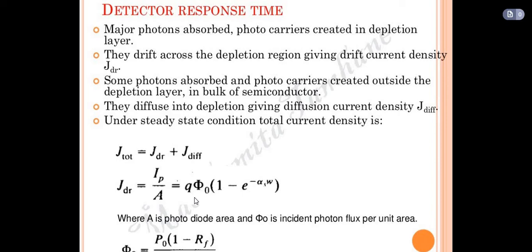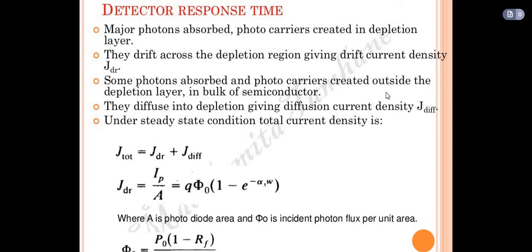What kind of density is all about? It's a drift one. So what is the drift one? Whenever photons are absorbed, the photo carriers created in the depletion layer drift across the depletion region, giving drift current density J_dr. Then some photons are absorbed and create carriers outside the depletion layer in the bulk semiconductor, which diffuse into the depletion region, giving diffusion current density J_diff. That is nothing but the diffusion current density.